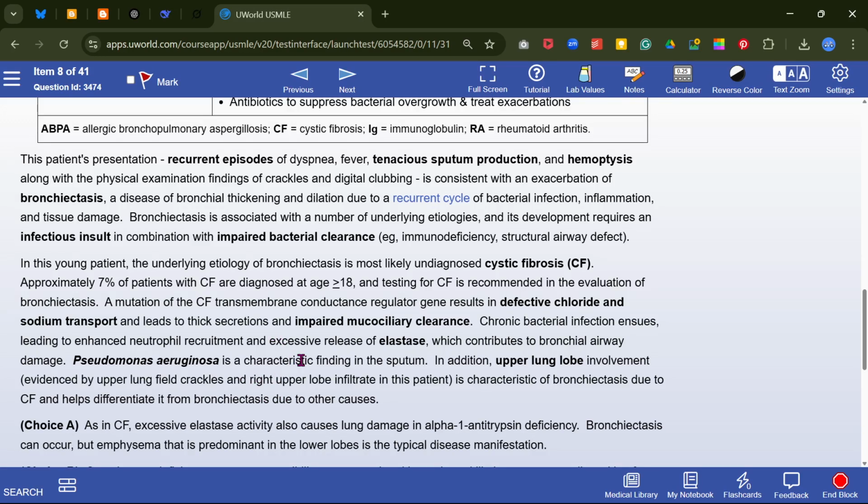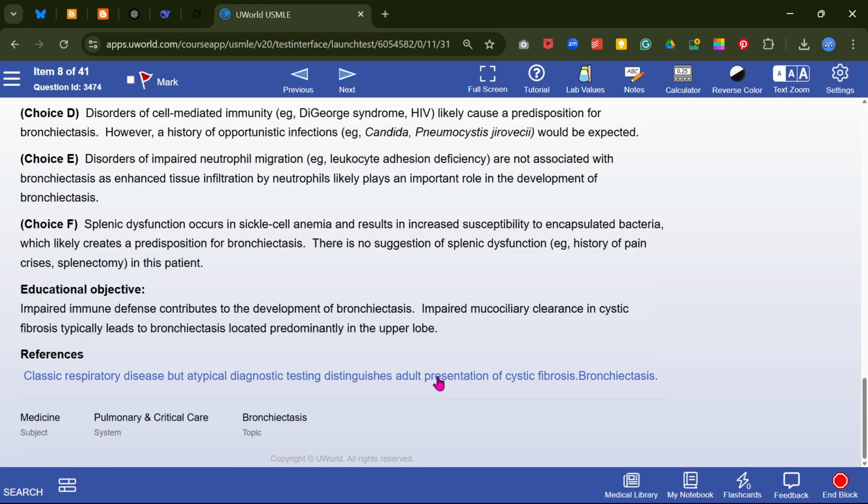recruitment and excessive release of elastase, which contributes to bronchial airway damage. Pseudomonas aeruginosa is a characteristic finding in the sputum. In addition, upper lung involvement is evidenced by upper lung field crackles and upper lobe infiltrate seen in this patient. These are characteristic of bronchiectasis due to cystic fibrosis and help to differentiate it from other causes of bronchiectasis.